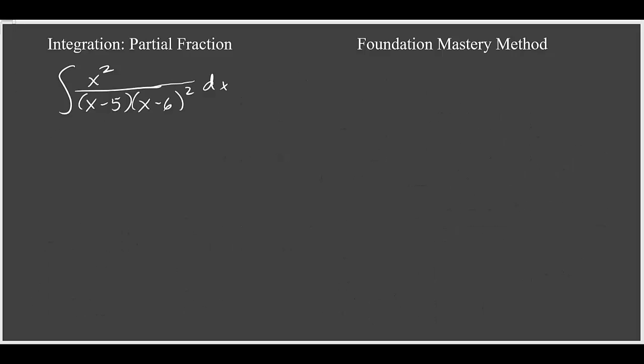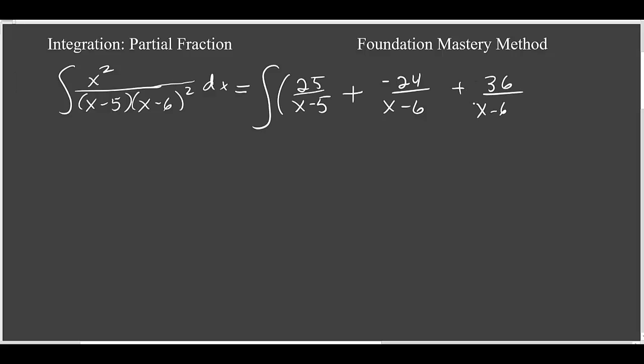So now we have that the integral of x squared over (x minus 5) times (x minus 6) squared is going to be the integral of a over x minus 5, where a was 25, so it'll be 25 over x minus 5, plus b over x minus 6, where b was negative 24, plus c, which was 36, over (x minus 6) quantity squared. And these are now all terms that we know how to find the antiderivatives of.